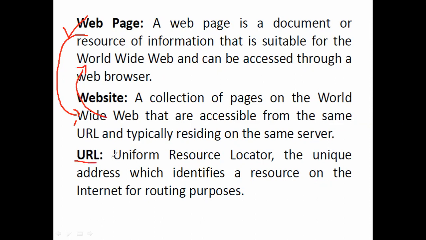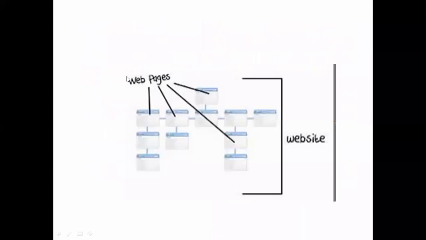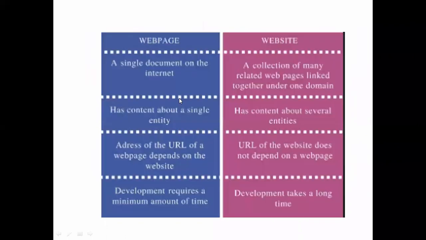The next one is URL. URL means Uniform Resource Locator. It is used to identify the resource on the internet for routing purposes. As I said earlier, a web page is a single document, or it contains the information about a single entity. Whereas a website is multiple documents, or we can say a collection of web pages. These are the differences between website and web page.